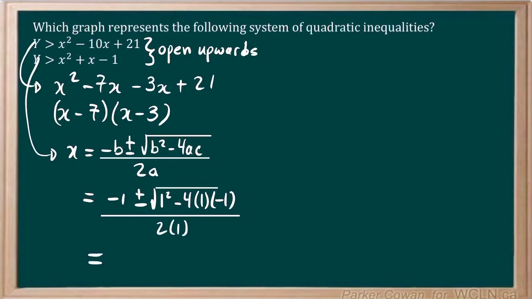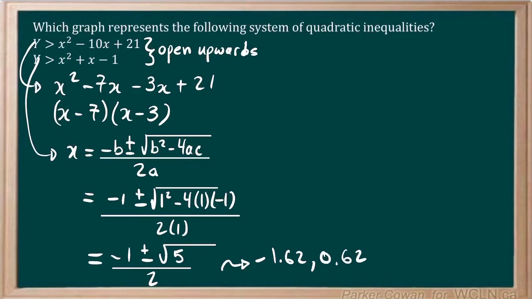Okay, so just keep going through here. Let's just simplify down what's in this root sign. So we're going to have 1 minus 4 times negative 1, so it's actually going to be 1 plus 4, so that's going to give us 5. And then we just have 2 on the bottom. Okay, so let's just punch this into a calculator, and we're going to get negative 1.62 and 0.62. So those are our other roots.